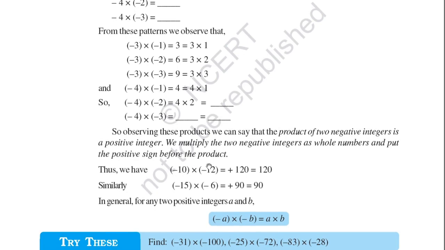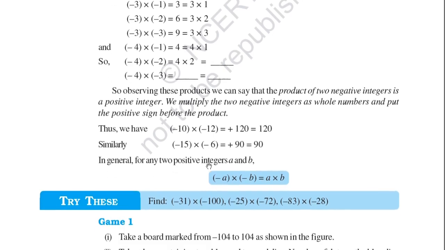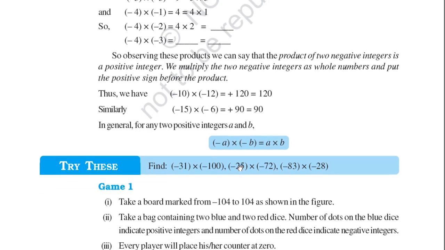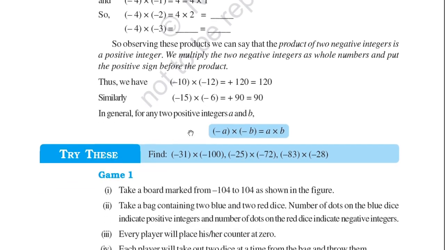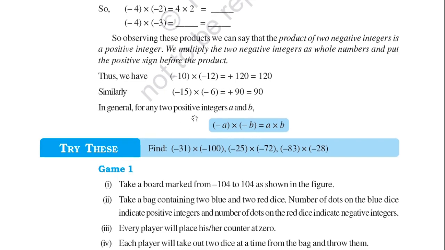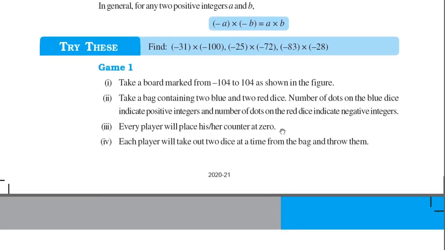We multiply the two negative integers as whole numbers and put the positive sign before the product. So it is clear: minus minus, we put a positive sign in front and multiply both. So we get 120. Here also, minus 15 into minus 6 will become positive 90. So in general, for any two positive integers a and b, minus a into minus b is equal to a into b. You can try these examples, and here is a game.